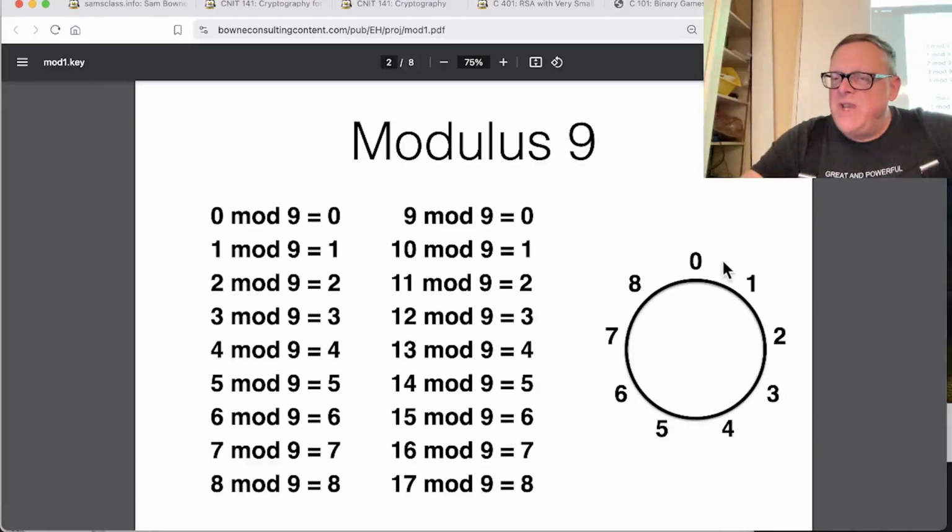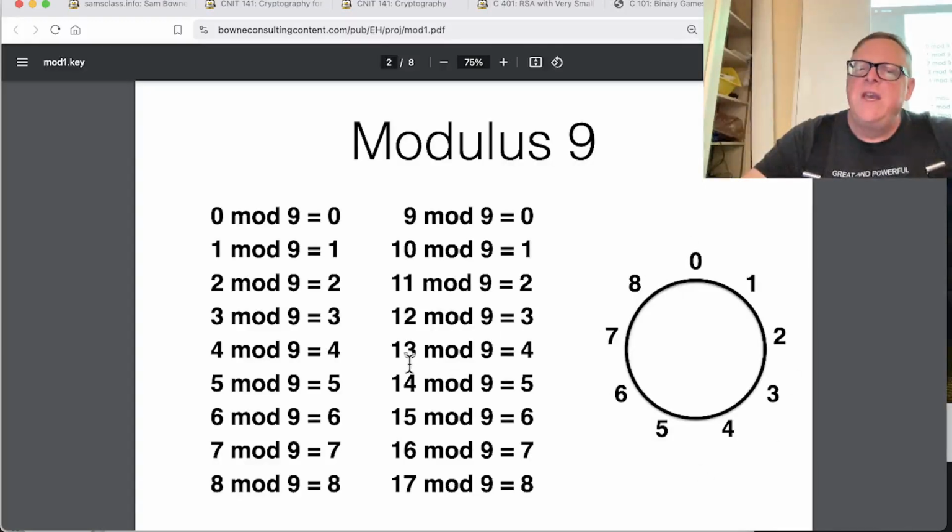They call it modulus 9 because there are a total of 9 symbols, including 0, and you never use 9. So 0 mod 9 is 0. And 9 mod 9 is 0. Take 8 plus 1, you're at 9, and that's the same thing as 0. And 17 mod 9 is 8. So you can figure it out by walking around the ring.